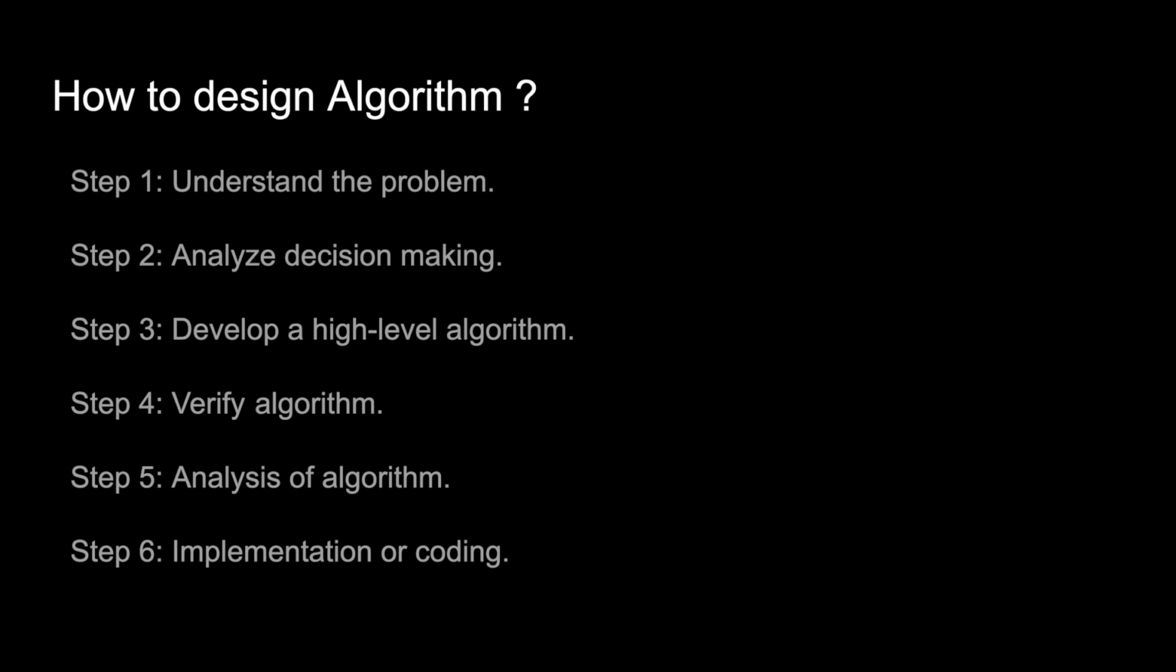In step 5, we analyze the algorithm. That means we analyze the time efficiency and space efficiency. Time efficiency means the amount of time taken by an algorithm to run, and space efficiency means the amount of space or memory taken by an algorithm to complete. We will learn further about time complexity and space complexity in the coming videos. And step 6 is the implementation or coding, wherein we code that algorithm in our programming language like C, C++, Java, Python, etc.